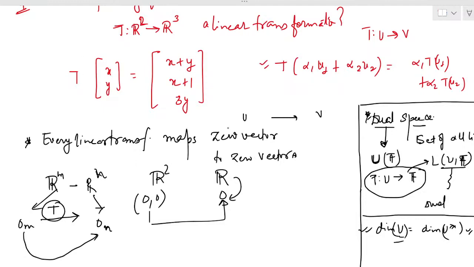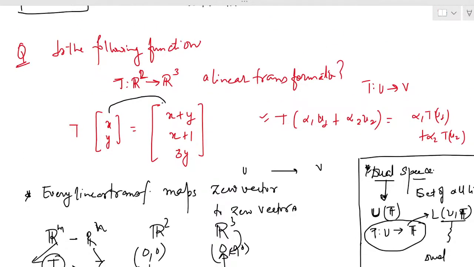Okay, so this is R cube, I guess, not R. My mistake. So it should map to 0, 0, 0. Okay, this is a 3-dimensional space. From 2 dimensions, we are going to 3 dimensions. I think I have made a mistake. Okay, no, 3 is written there.